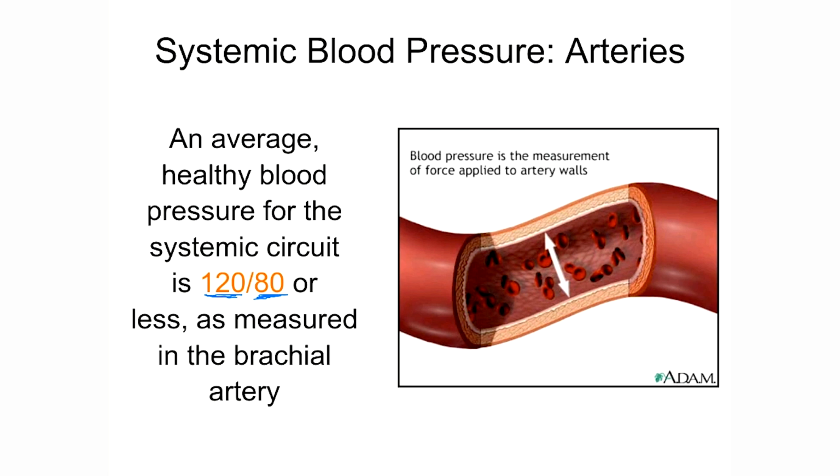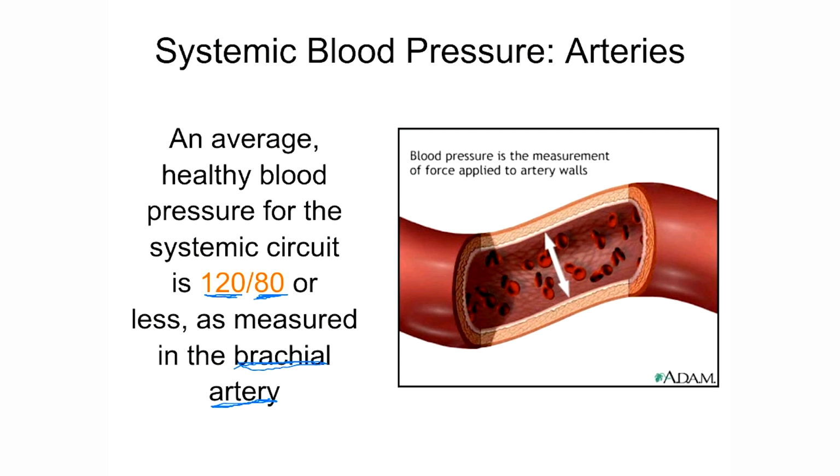The other thing that I want to point out is that when we talk about this 120/80 being the normal healthy pressure, that is as measured in the brachial artery. So the brachial artery is in your upper arm, and that's why blood pressure cuffs are always placed on the brachial artery, because that's where we're measuring the blood pressure. One thing that you should know about blood is it always moves from areas of higher pressure to areas of lower pressure. So 120/80 is normal and healthy in the brachial artery.